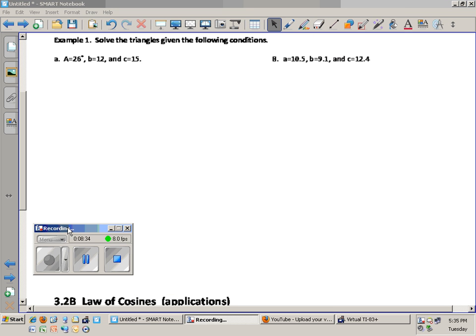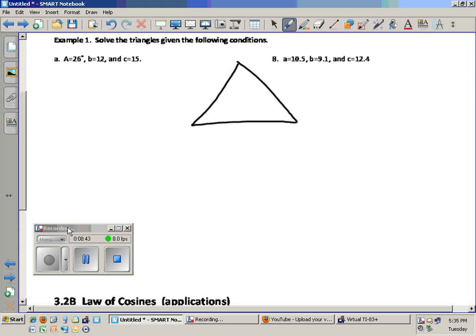The next one says side A is 10.5, side B is 9.1, side C is 12.4. As I draw that triangle, notice I don't have any angles. It's another very useful way to use the law of cosines when you don't have any angles. So A is 10.5, B is 9.1, and C is 12.4. Once I find an angle, this will be easier.